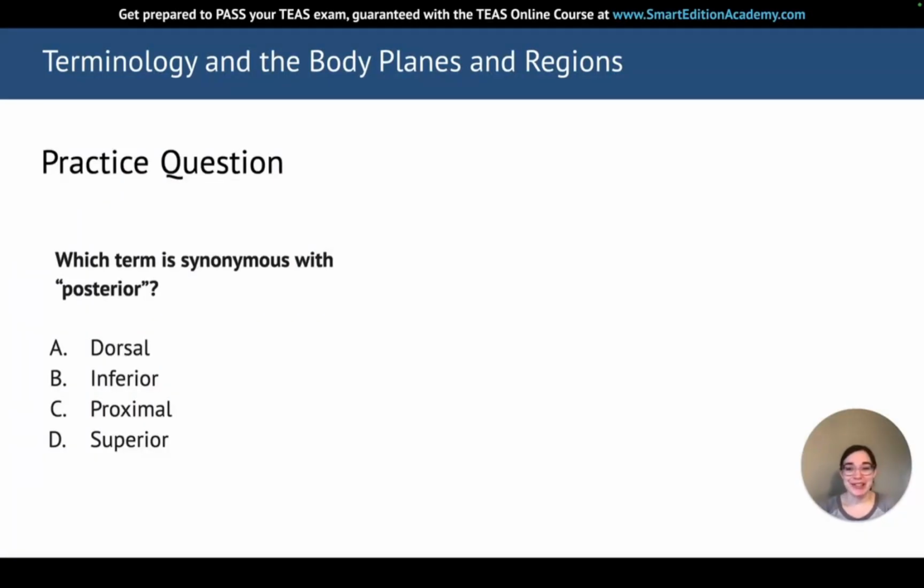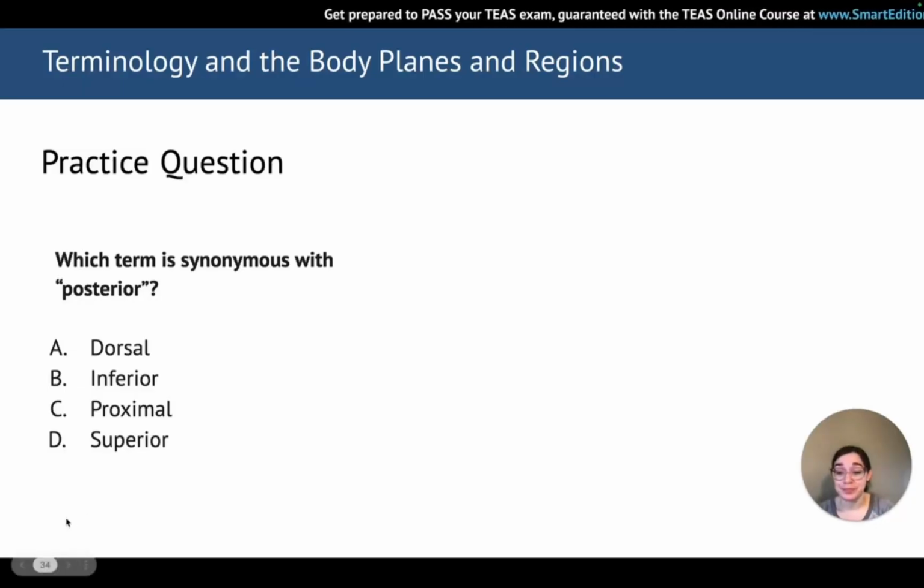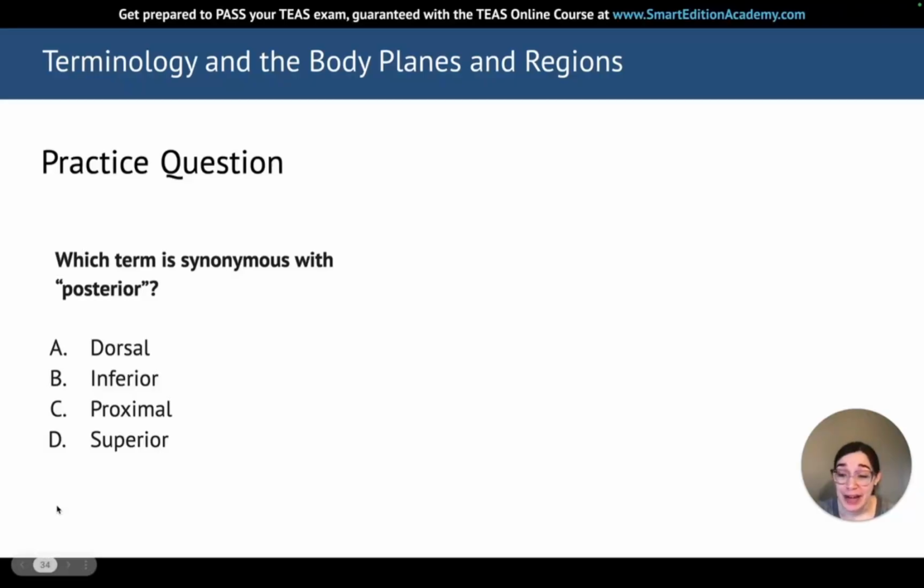All right, so let's go through some practice questions here. Which term is synonymous with the term posterior? Is it A, dorsal? Is it B, inferior? Is it C, proximal? Or is it D, superior? And the correct answer here is option A.